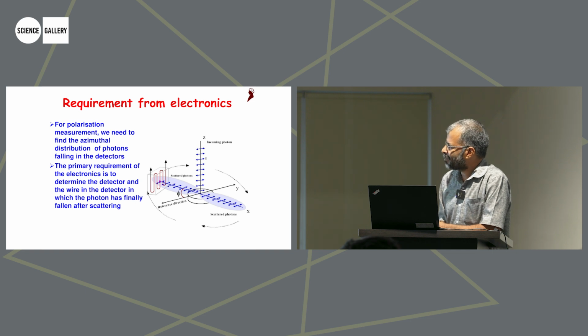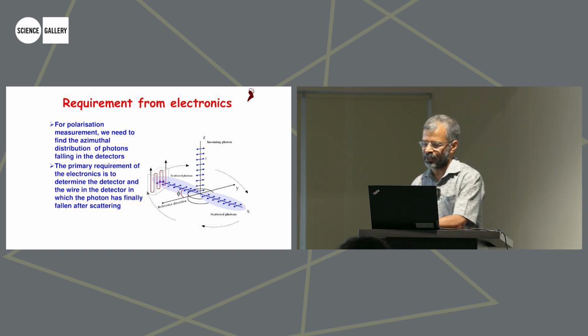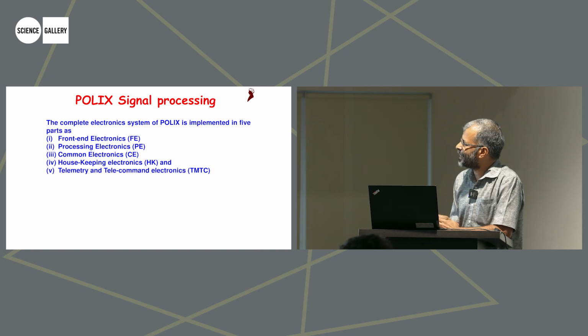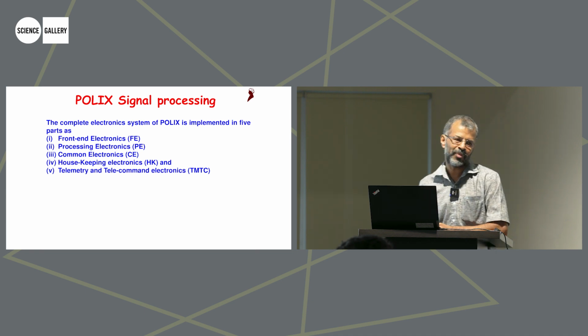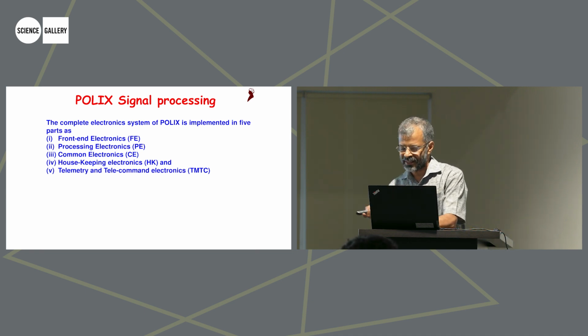So, the primary requirement of electronics is to determine the detector and the wire in which the X-ray photon has finally impinged. This complete electronics has been divided into 5 different parts: front end electronics, processing electronics, common electronics, housekeeping and TMTC. We will briefly describe this in the next slides.